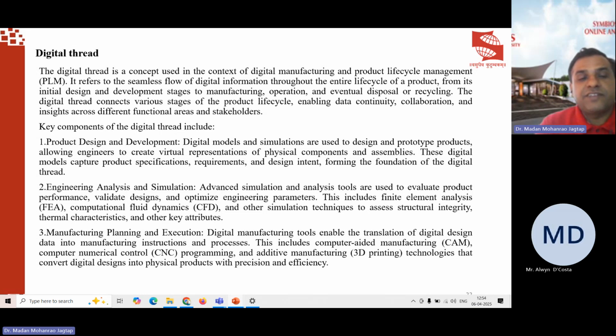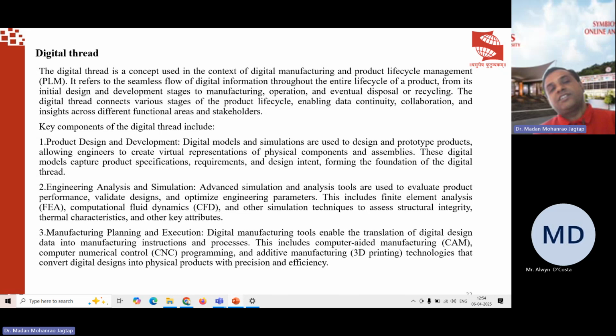Then there comes manufacturing planning and execution. Digital manufacturing tools enable the translation of digital design data into manufacturing instructions and processes. This includes computer aided manufacturing, computer numerical control programming, and additive manufacturing 3D printing technologies that convert digital design into physical product with precision and efficiency.